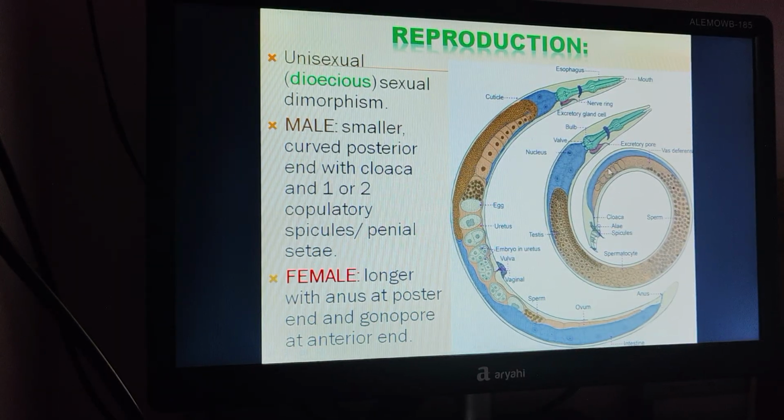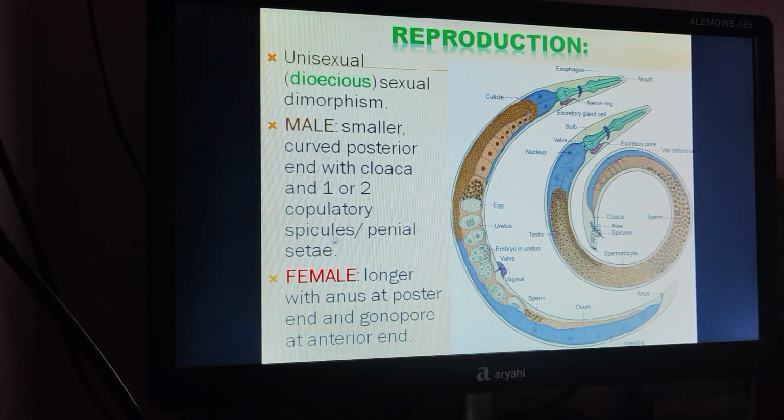The male is curved at the posterior end. So this is the posterior end, and it will be curved like this. Also you can see the cloaca. This is the cloaca region. It is a chamber meant for passing out excretory waste materials or reproductive substances and everything. That cloaca you will see here in the male only.